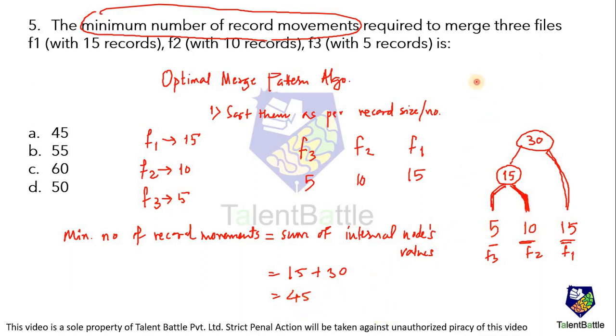If I generate the structure differently, with 5, 10, 15, there are other solutions we can figure out. If I merge 10 and 15 first, that gives 25, and then 5 and 25 give 30 again. So the internal nodes will be 25 and 30, and the answer will be 55 here, right? So pattern to pattern it will be different, but the minimum number of record movements can be considered to be 45 here. So the optimal solution you can consider is 45.